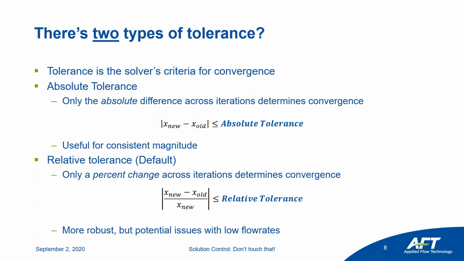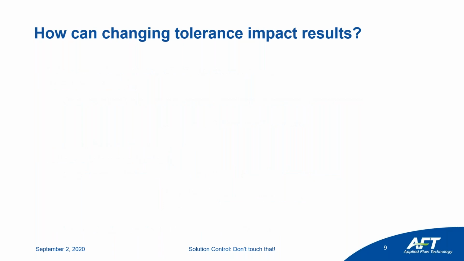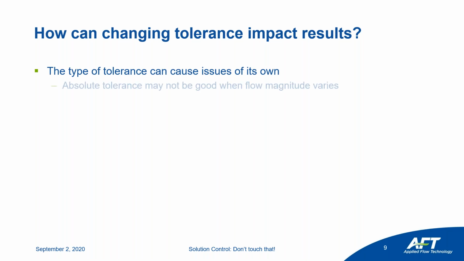So if we look at a system where our flow is 0.001 gallons per minute, just trickling out, if we have a 0.001% tolerance on it, now we're forcing that solver to find a very fine number while it's juggling all of these different variables at the same time. So that brings us to the idea of how changing tolerance can impact your results. And especially if you're only trying to reach convergence, it may not be a good idea to try and widen that tolerance. So the type of tolerance itself can cause issues.